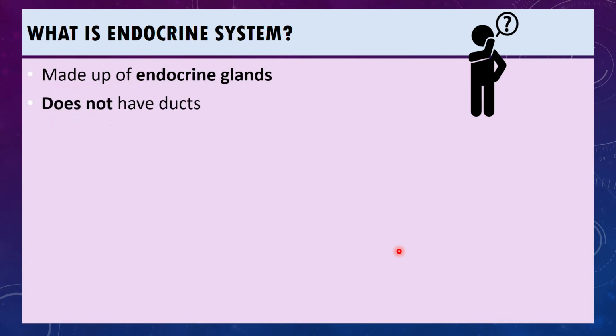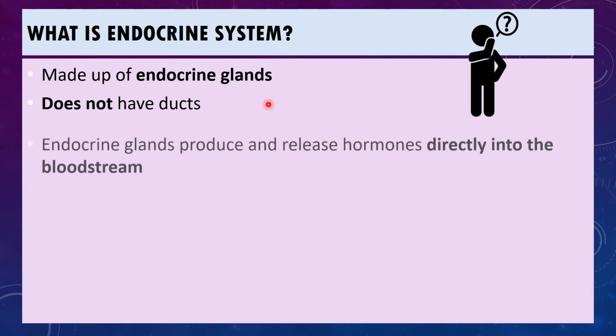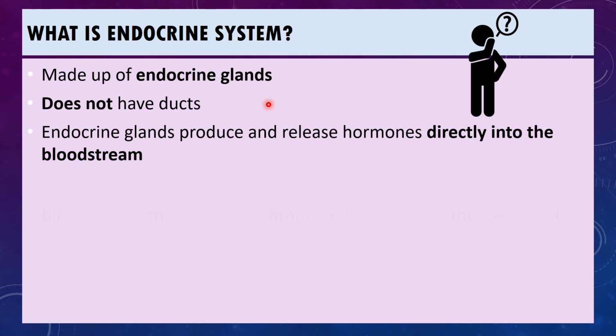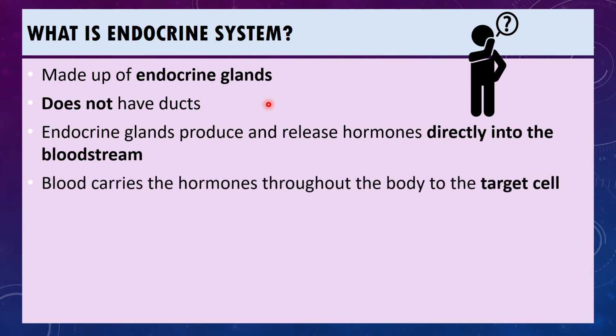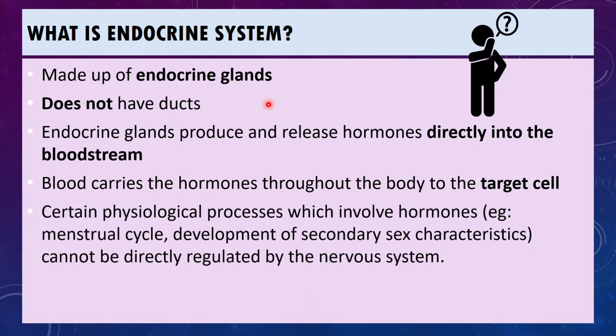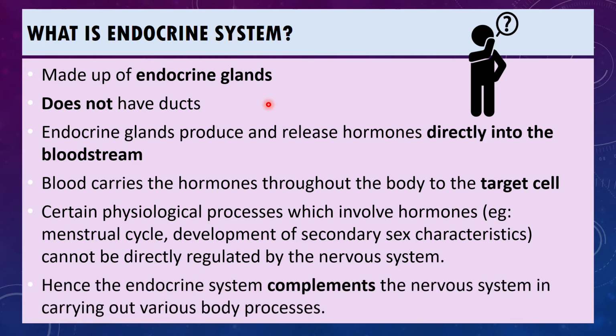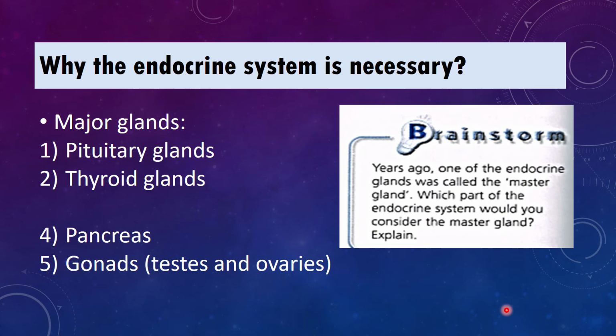So this is another slide to summarize what endocrine glands are. The endocrine system consists of glands that do not have their own ducts, and that is why the hormones are secreted directly into the bloodstream, carried throughout the body to the target cells, and affect certain or specific physiological processes. And we say that the endocrine system complements the nervous system in coordinating the body. So why is it necessary?